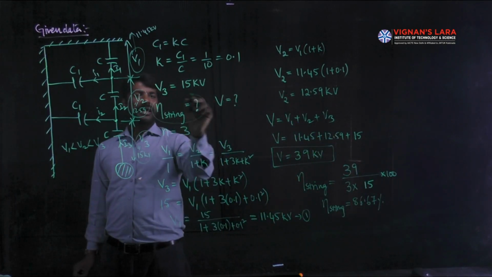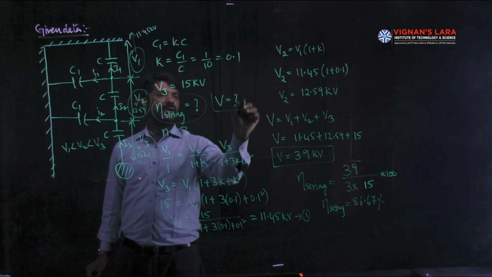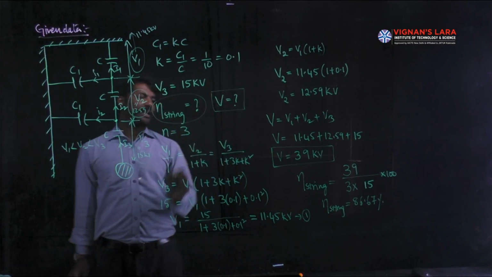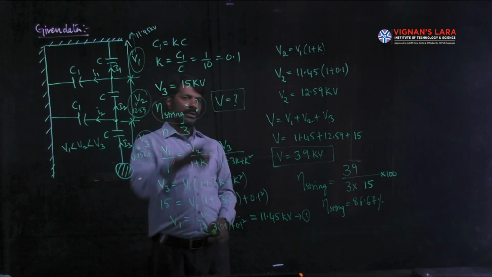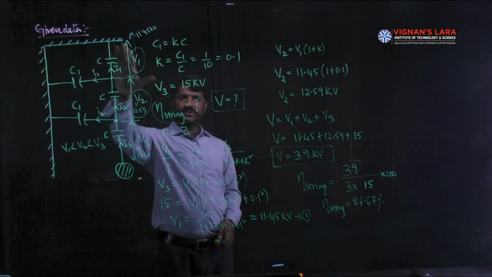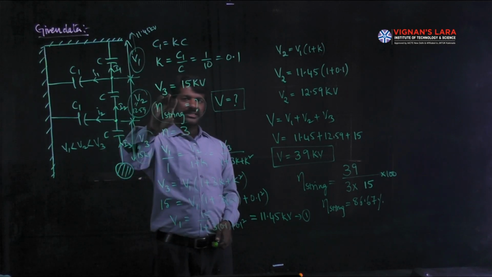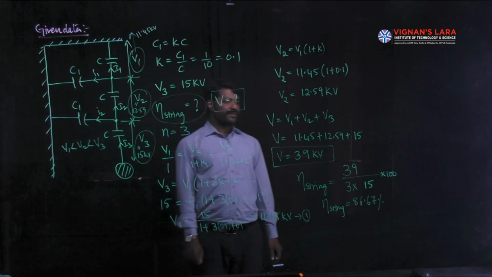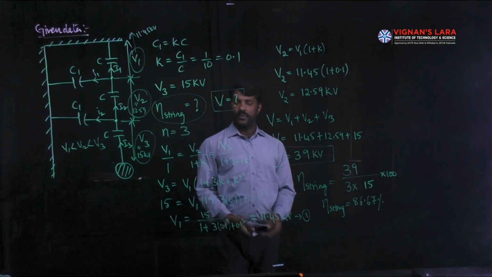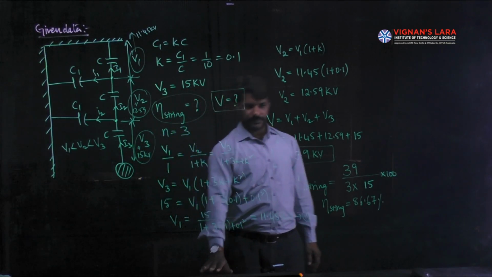So they asked us two values: the calculation of string efficiency and the operating voltage. Therefore the entire string operates with 39 kV, the total voltage V1 plus V2 plus V3, and the string efficiency is 86.67%. This is about one model of problem.